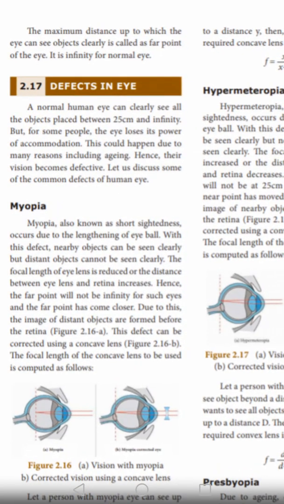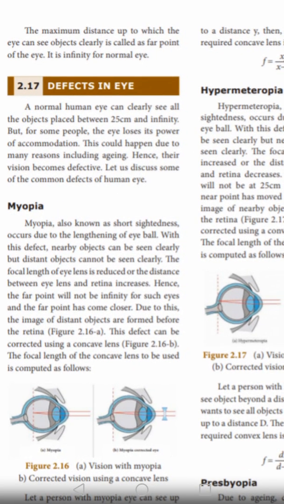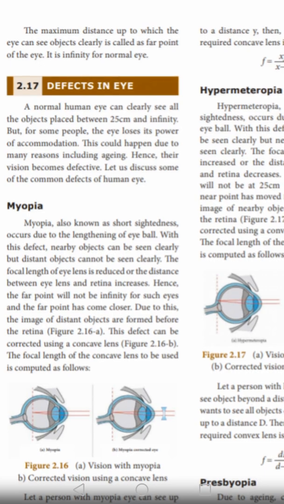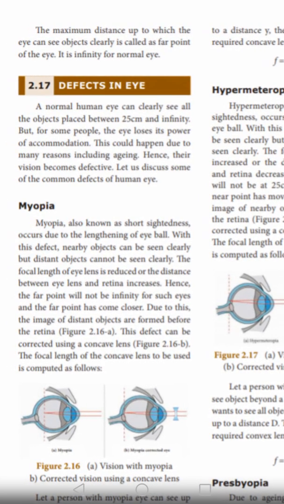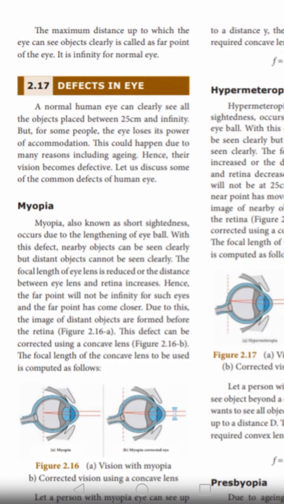Now moving to defects in the eye. The normal human eye can clearly see all the objects placed between 25 centimeters and infinity, but for some people the eye loses its power of accommodation. This happens due to reasons including aging, hence their vision becomes defective. Let us discuss some of the common defects of the human eye.